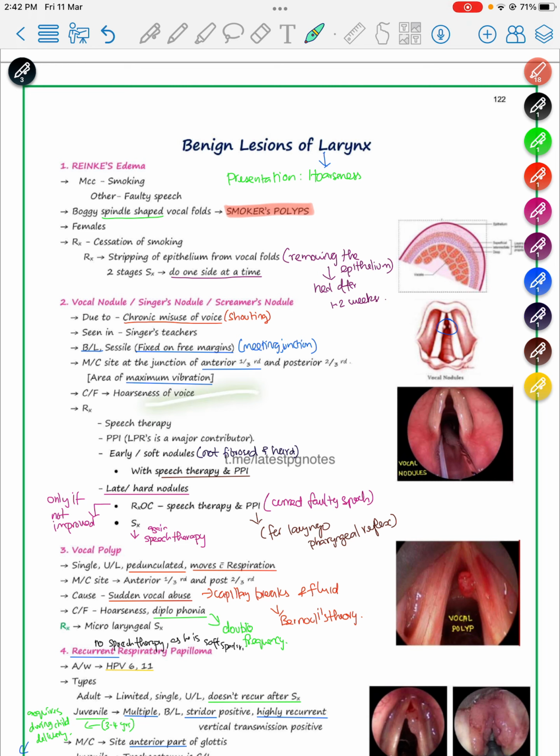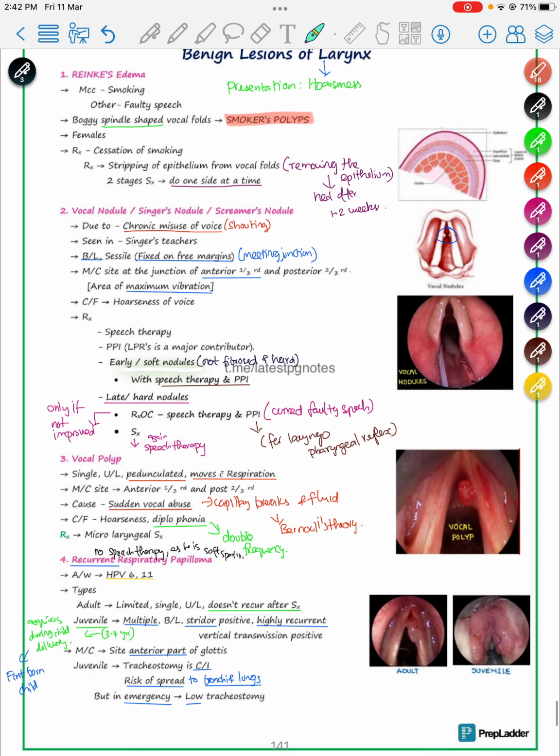The patient presents with hoarseness of voice, and the treatment is speech therapy. You should tell him to speak in a low voice and not shout, and give PPI if laryngopharyngeal reflux is there. Soft nodules can heal with speech therapy and PPI, whereas hard nodules may not. If it does not heal or keeps recurring, you should do surgery, and again speech therapy.